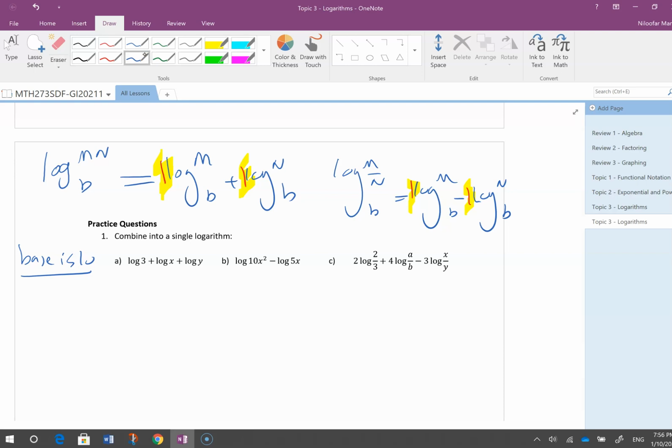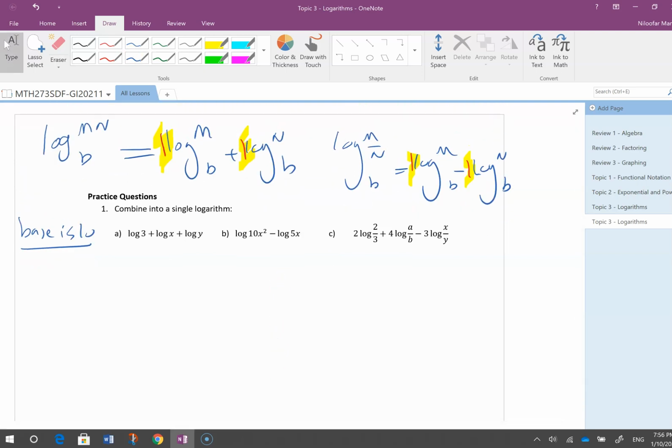So what should I do if I do have a coefficient beside logs? I can show you one example. Look at this. A is logarithm 3xy. Why? Yes, because I can multiply them. Look at this one.